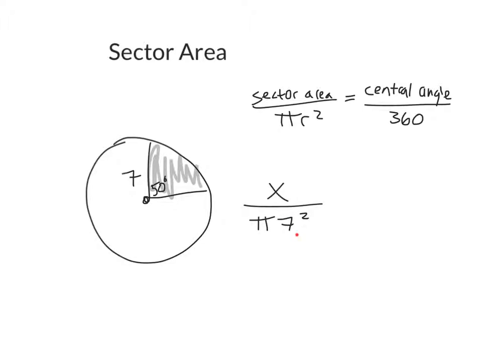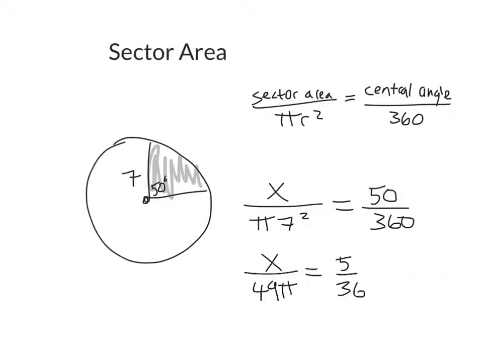And that's a little ugly. We're going to get to that soon, but let's finish the rest of this. It is equal to the central angle over 360. The central angle is 50, so it's going to be 50 over 360. Now on the next line, it's going to be x over 49 pi, and that's going to equal 5 over 36 once we reduce that.